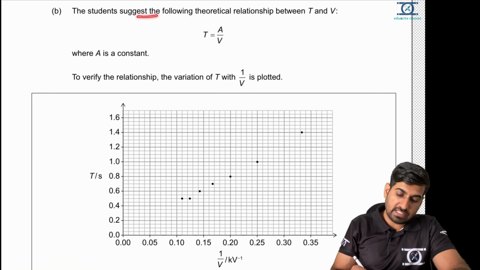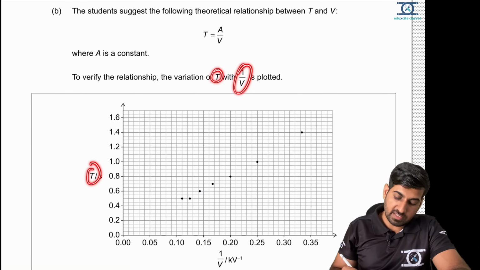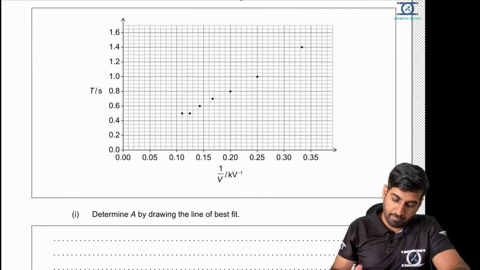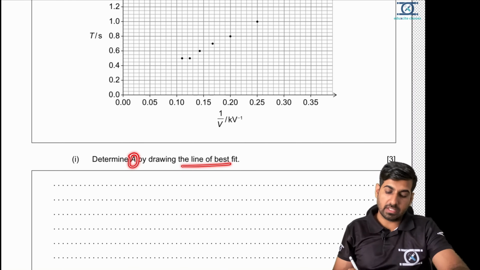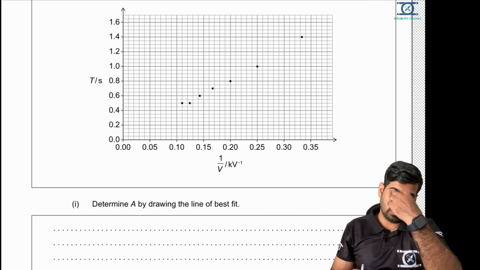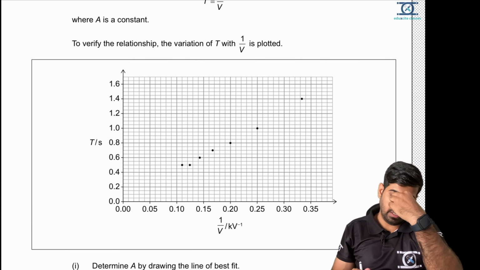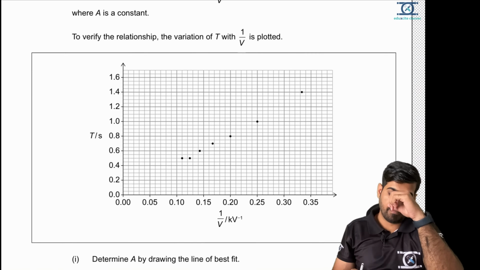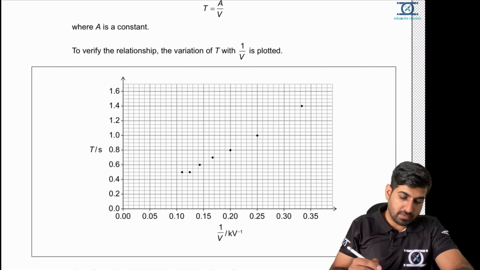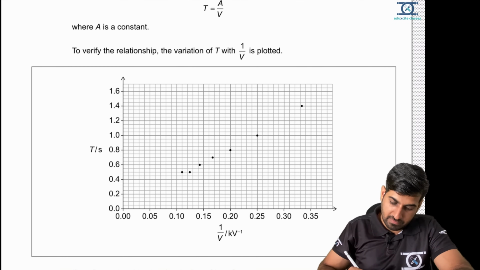Now the student suggests the following theoretical relationship between T and V, where A is a constant, and to verify the relationship, the variation of T versus 1 by V is plotted like this. Determine A by drawing the line of best fit. So we have to find the value of the constant A. Okay, so what we can do is first draw the line of best fit.